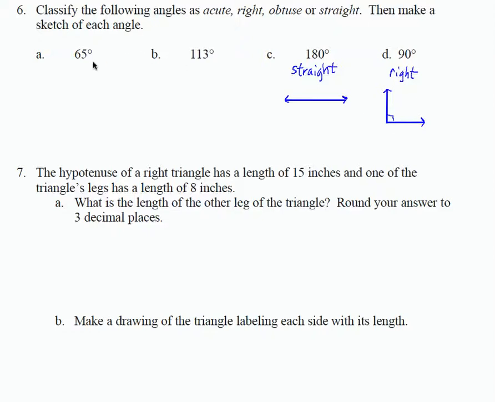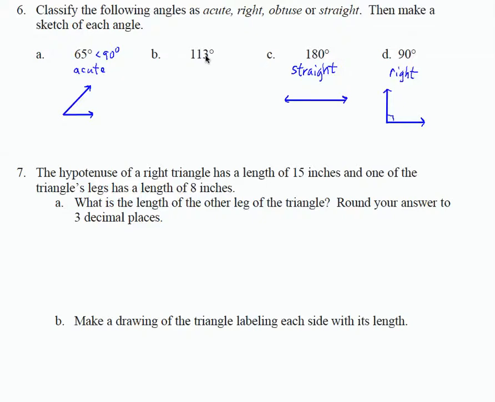So the last two, 65 degrees is less than 90 degrees. So that makes 65 degrees an acute angle. If I'm going to draw a 65-degree angle, or something that's close to it, I'm just going to draw an angle that's less than 90 degrees. So something like this would be fine.